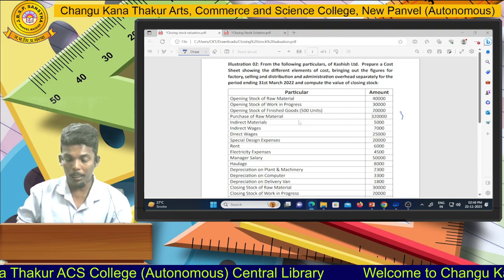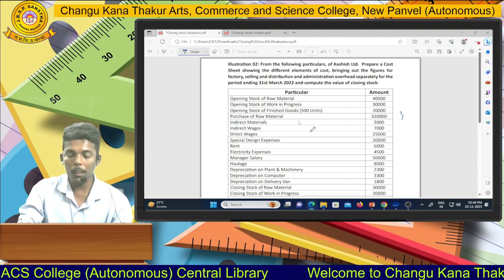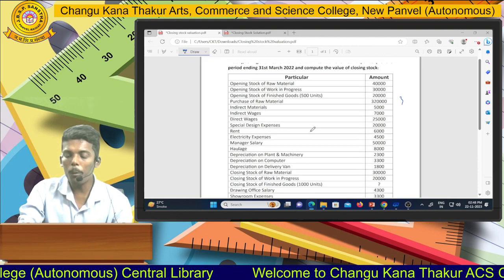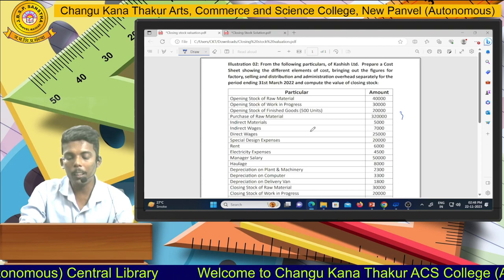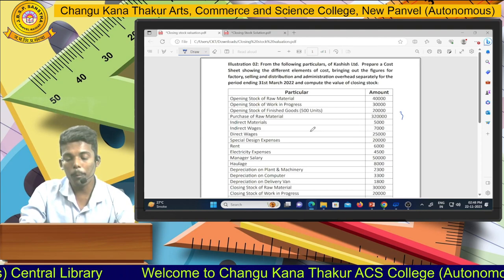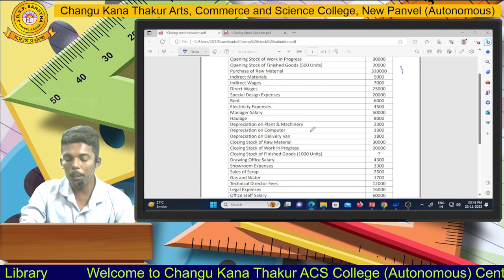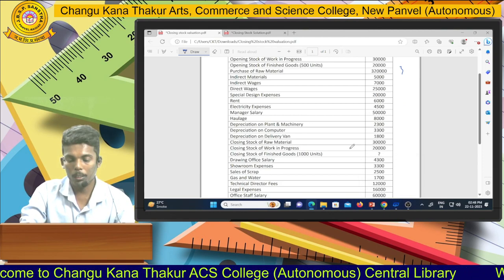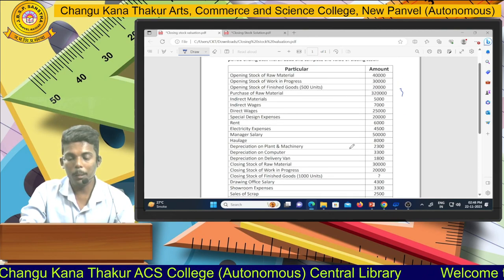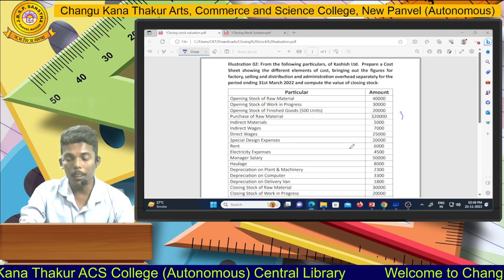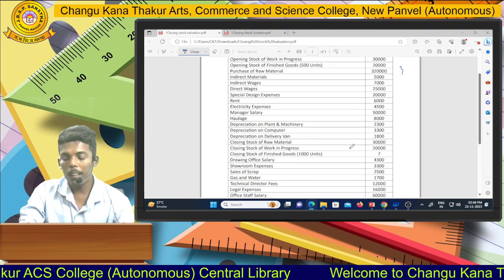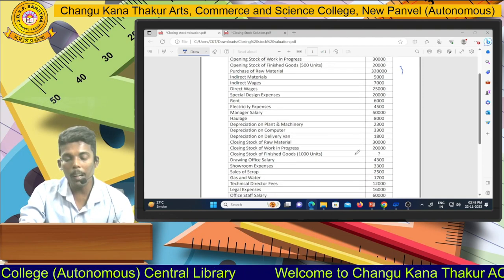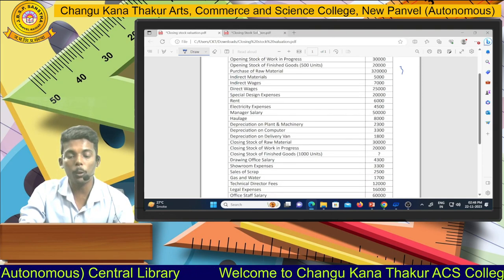See all of you students, in the given information they give you the components of the cost and the opening and closing stock of raw material and work in progress, but they do not give you the amount of the closing stock. So in this session we are going to compute the valuation of closing stock with the preparation of the cost sheet.